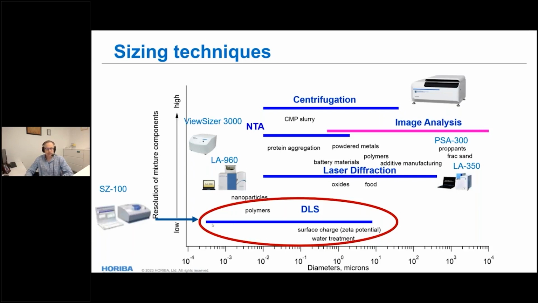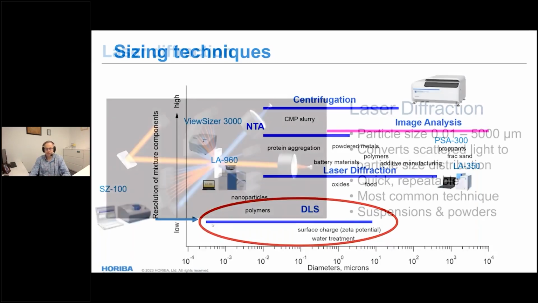It also has the lowest resolution for components of a mixture. Anyway, this is a handy thing to have as you start thinking about different particle characterization techniques. It gives you a quick shortcut to what your options are.